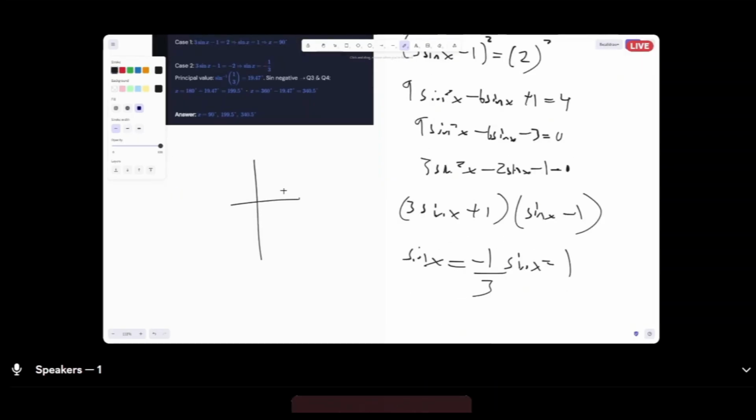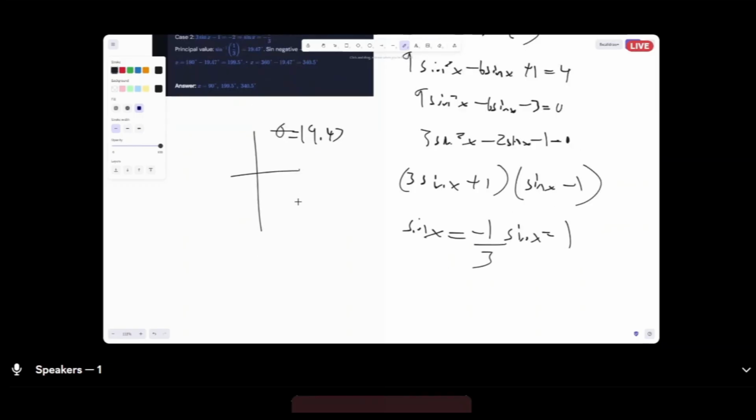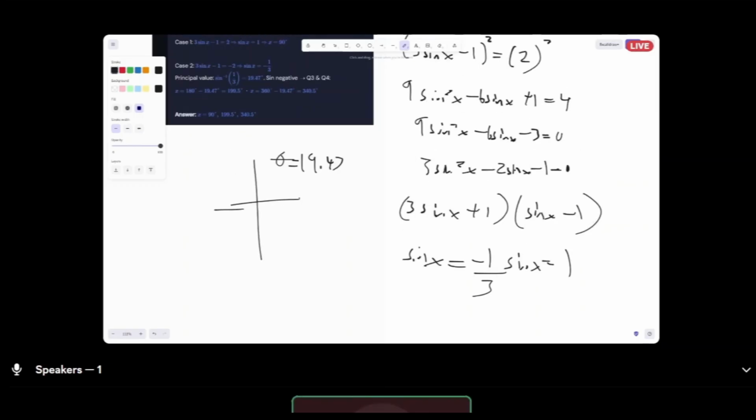And both ways also use ASTC. For the 90, you don't need to do ASTC because you know there's only one solution. The basic value is 19.47. So since it's negative, it's quadrants T and C.